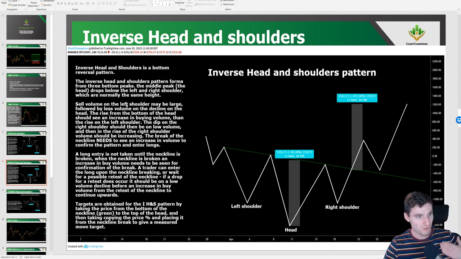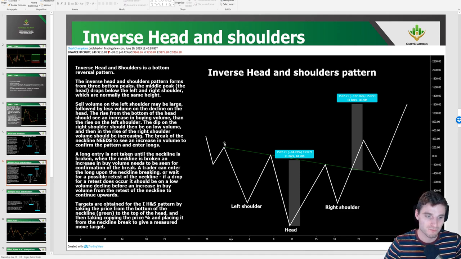Okay, so the characteristics of the inverse head and shoulders, let me just read this. Okay, so the sell volume on the left shoulder may be large. So you're looking for a left shoulder with a large volume sell-off. Imagine it's Bitcoin, because Bitcoin formed this, so you form a large sell-off. Okay, you're coming down to 4k, and you form a really large sell-off. And then once you've done a really large sell-off, you see a rise. You see your rise on the left shoulder coming up here on decreasing volume.